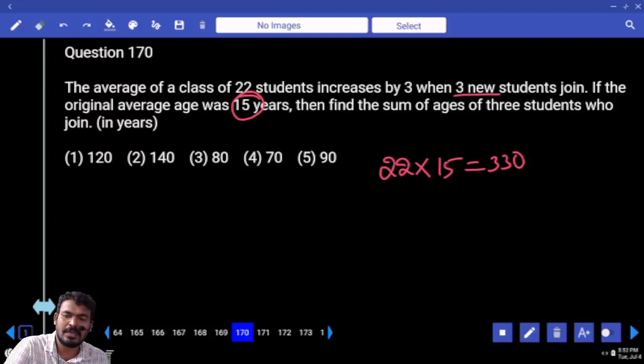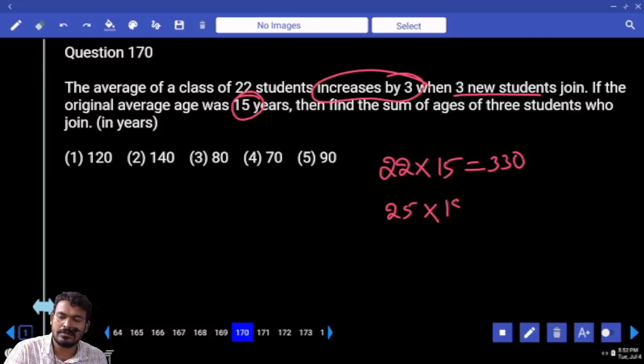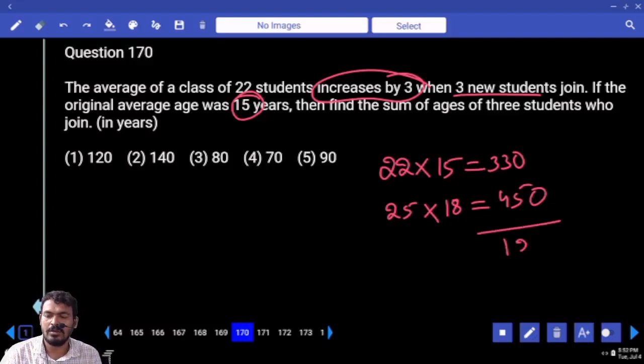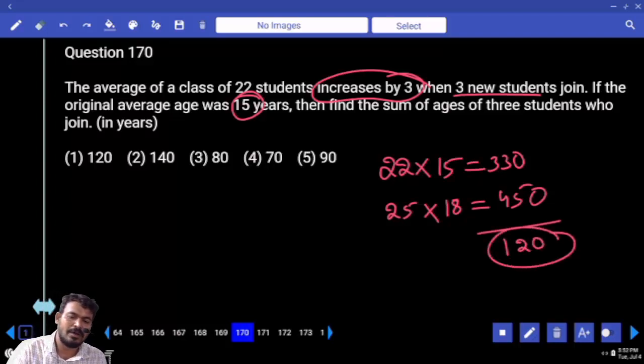Again, how many members are added? 3 members. Total how many members? 25. After adding 3 members, the average increased by how much? 3. Already the average was 15, so the new average is 18. 25 into 18 is 450. Subtracting the earlier sum 330 from 450, we get the remaining 120. That 120 is the sum of how many persons? 3 persons. Easy question.